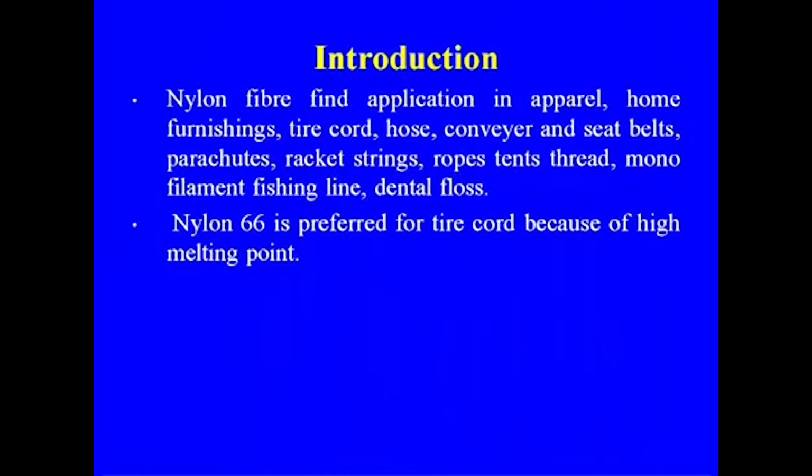Nylon fiber finds application in apparel, home furnishing, tire cord, hose, conveyor and seat belts, parachutes, racket strings, ropes, tents, thread, monofilament fishing line, and dental floss. Nylon 66 is preferred for tire cord because of its high melting point. There is about a 10 degree centigrade difference in the melting point, and it is higher than nylon 6. That is why nylon 66 is preferred, although availability is a major issue in the case of nylon 66.